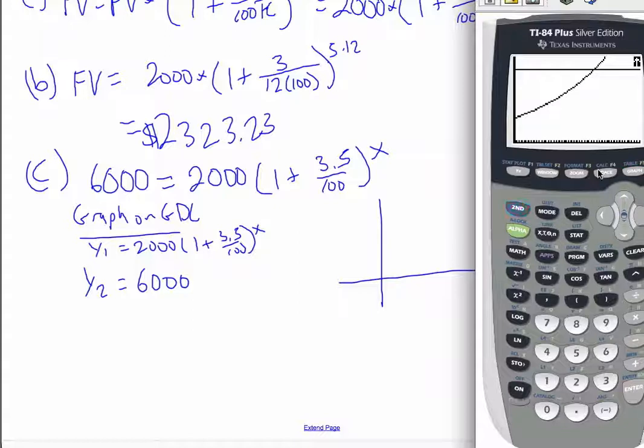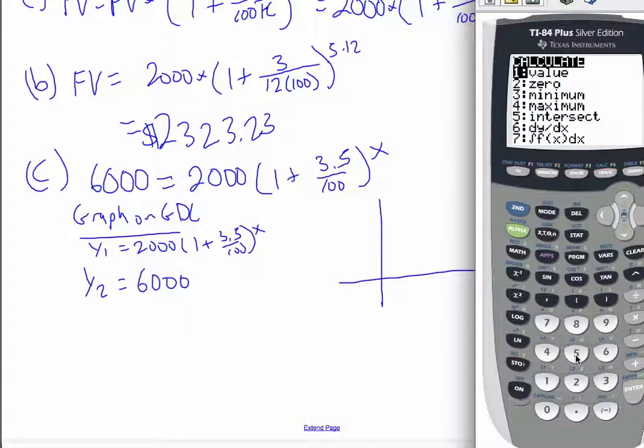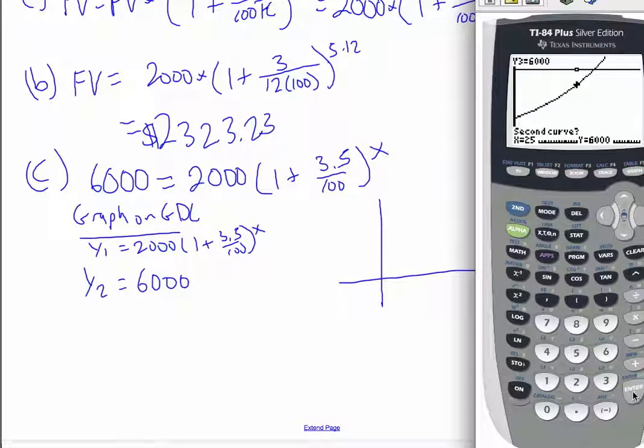Just go second function, calc. Intersect is number 5. Enter, enter, enter. So it's 31.9 years, okay?